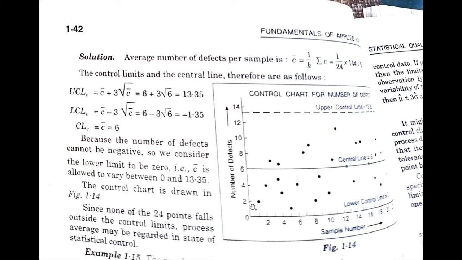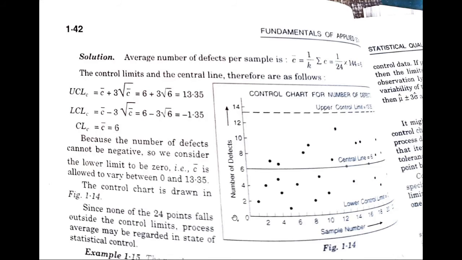So see the sample points: 24731. This way we will plot all the 24 points on the graph paper. So we can see that since none of the 24 points fall outside the control limits, the process average may be regarded in a state of statistical control.